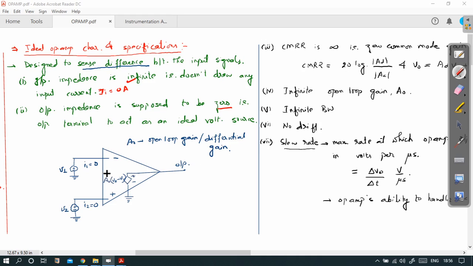Where A naught is the open loop voltage gain, and V2 minus V1 is the difference of input signals, and the value of open loop voltage gain is actually infinite. I have written here A naught is open loop voltage gain or differential gain, and the value is infinite for an ideal op-amp, right?